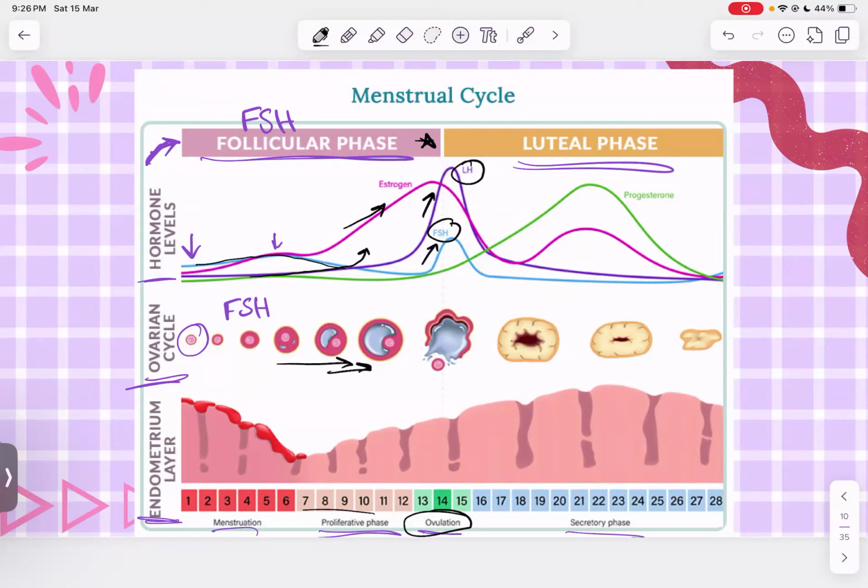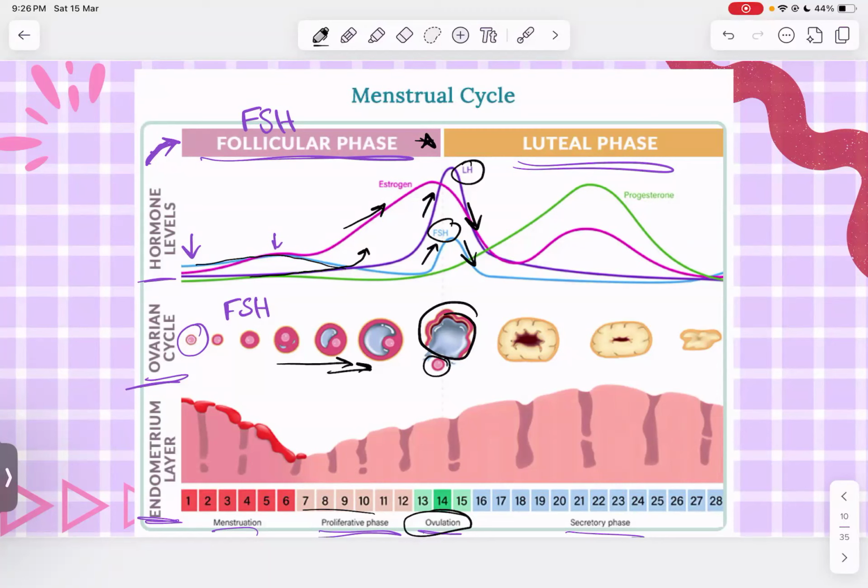Basically, first of all, all three hormones, the estrogen, the LH, and the FSH, start decreasing. Why? Because the egg got released. There's nothing they can do right now, so they all start dropping down. Other than that, the follicle that released the egg starts degenerating.